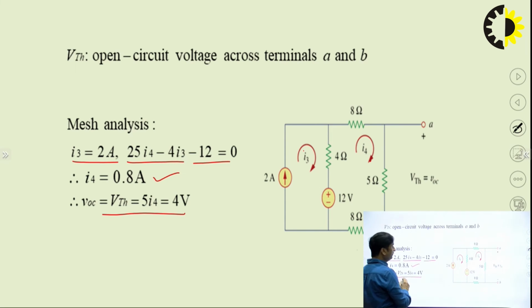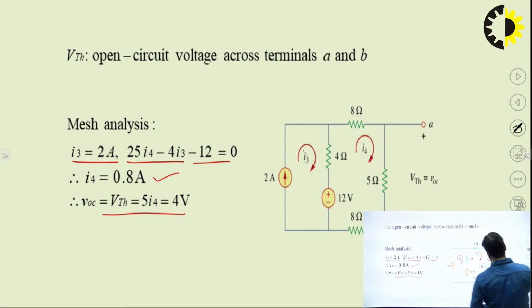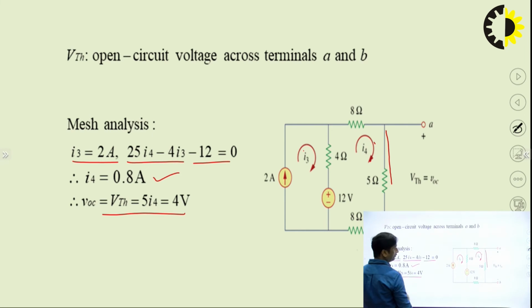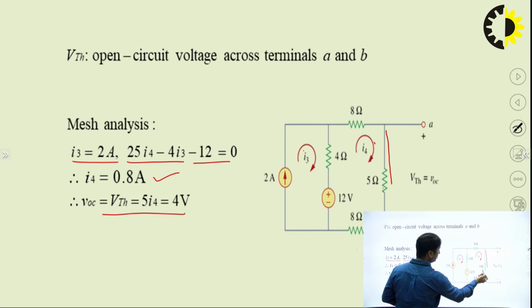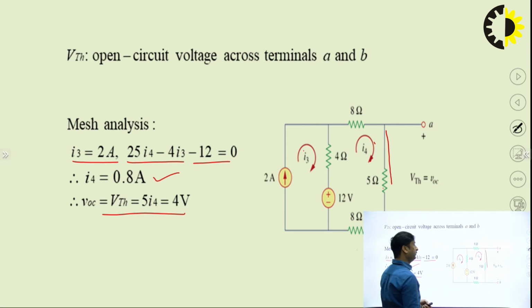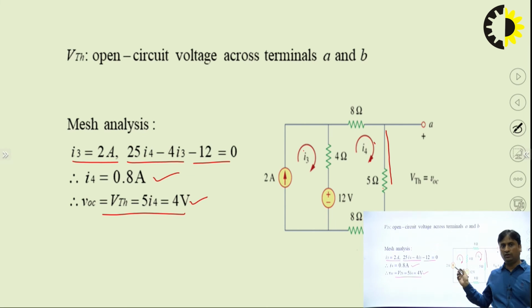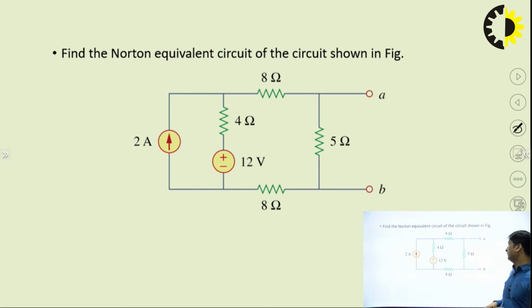So if we have the value of I4, I4 is flowing like this. So VTH will be equal to 5 into I4, that is 5 multiplied by 0.8. So 5 is the resistance, I4 is the current. This is the drop across the points A and B, which is equal to 4 volt. So 4 volt is the Thevenin voltage of this particular network.